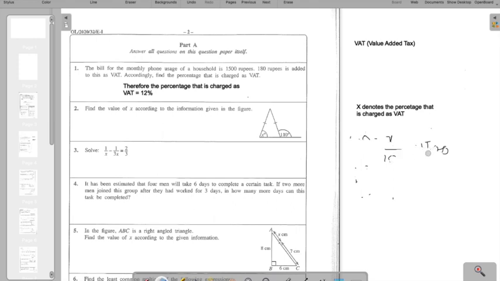So question number 2 is also one of the easiest questions. Of course, you can pause the video and do it. And now I will be explaining to you question number 2. It says: find the value of x according to the information given in the figure.